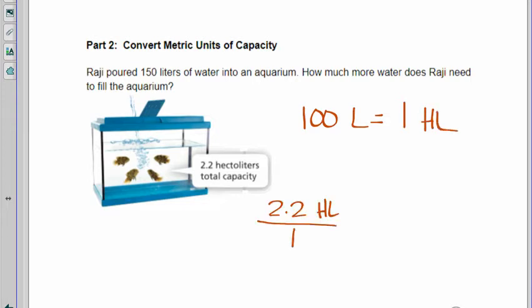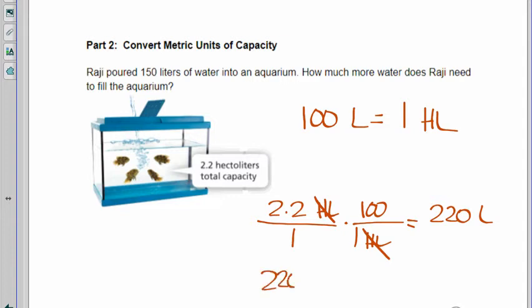So there we go. We're going to put 2.2 hectoliters over 1, and I need hectoliters to cancel out. So I'm going to put 1 hectoliter on the bottom and 100 liters on top. Hectoliters cancel out, and I'm multiplying by 100, and I get 220 liters of capacity. And now since I already have 150 liters in there, I'm just going to find the difference, which is 70 more liters to go. That's how much more water.